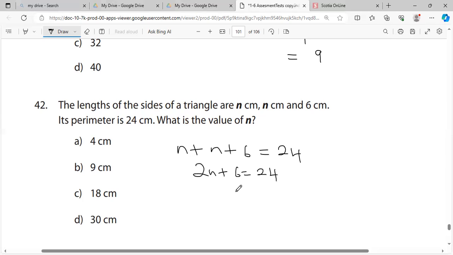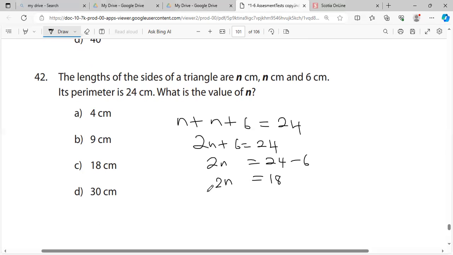So we subtract 6 from this side, and we have to take the opposite. So 24 minus 6 will give us 18. And of course, we still have our 2n. Now we're going to say, 2 times what gives us 18? Somebody type that in the comment section. What is 2 times what? And basically we just divide by 2. So n is equal to 9.